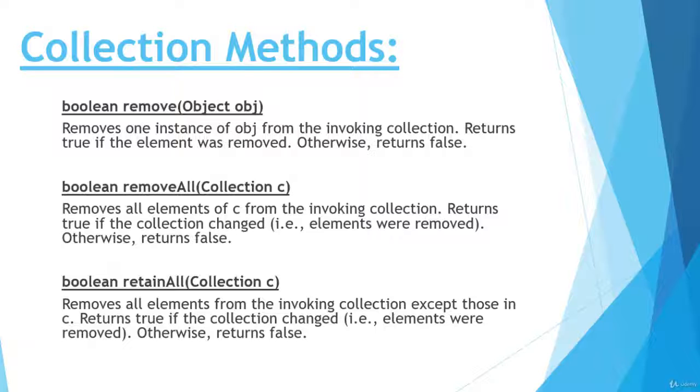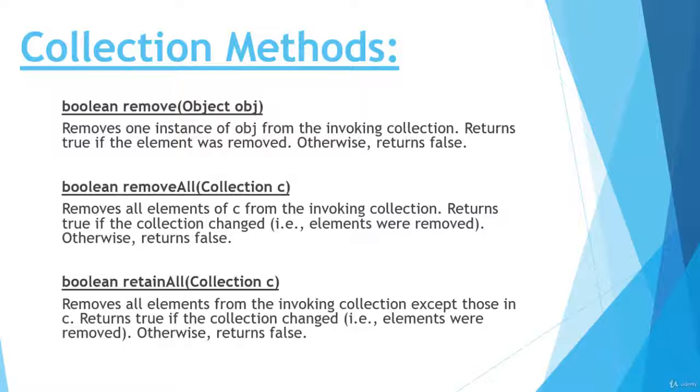For example, we have two collections. One collection has 5 elements and the other collection has 10 elements, and we call the removeAll method on the collection that has 10 elements and pass the collection C which has 5 elements in it. It removes all those 5 elements from the collection through which we are calling removeAll. If it removes those elements, we get true, otherwise we get false.